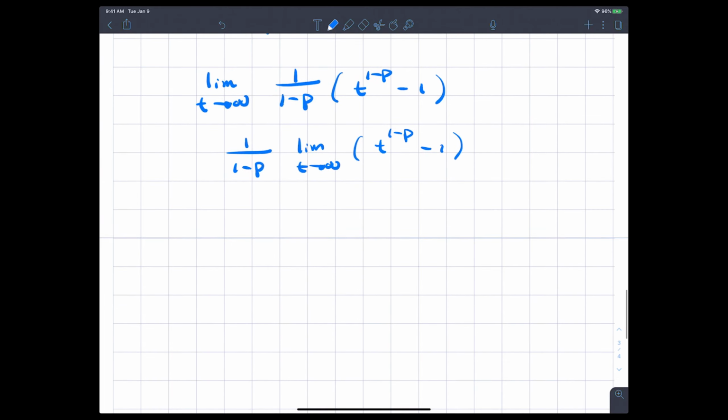And then by properties of limits, ladies and gentlemen, I guess we can write that down too. We get 1 over 1 minus p. Limit of the difference is difference of limits. So we have limit, t goes to infinity, t to the 1 minus p, minus really the limit of 1. But you guys know a few things here, that this is 1.